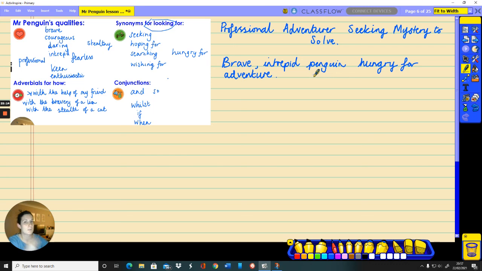So I'm going to write my second sentence, but whilst I do, you can be writing your first one. So you can be thinking how you might structure your sentence to be a single clause, the most important information, the penguin seeks adventure. Okay, we need to include some of this brilliant language that we have for Mr. Penguin's adventurous qualities. Off you go.